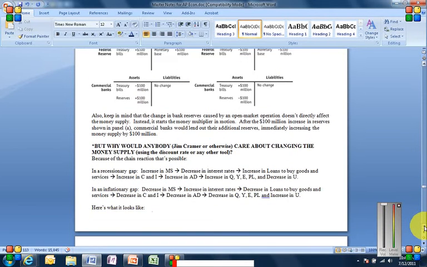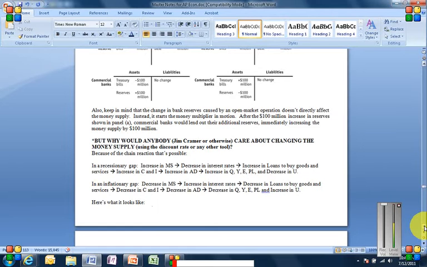Also keep in mind that technically the change in the bank's reserves caused by an open market operation doesn't directly affect the money supply per se. It's a short step right before that happens, assuming it does happen. We're going to talk in a few minutes about how sometimes it doesn't happen the way that we think it's going to, but instead it starts the money multiplier in motion after the $100 million increase in reserves.